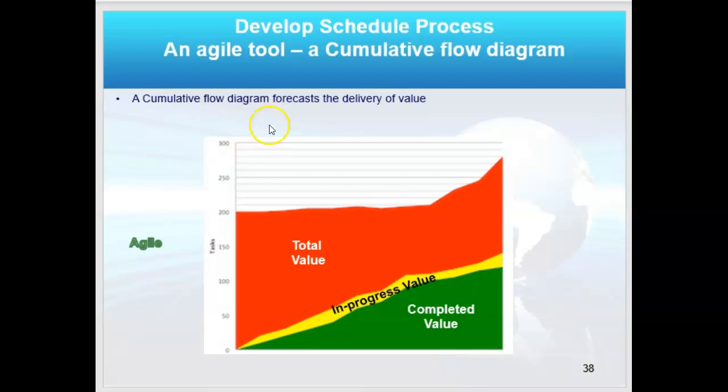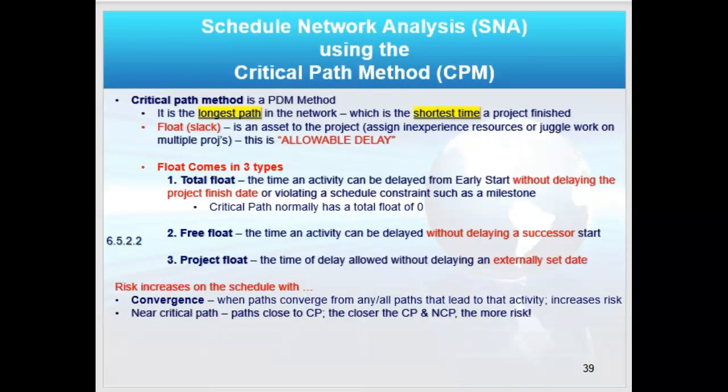Okay. In Agile, they talk about cumulative flows, right? What's the value I've completed? What's the work in progress? And what's the total value that I've achieved? Now, schedule network analysis comes next. And I said we would use the critical path method. It's a form of PDM.